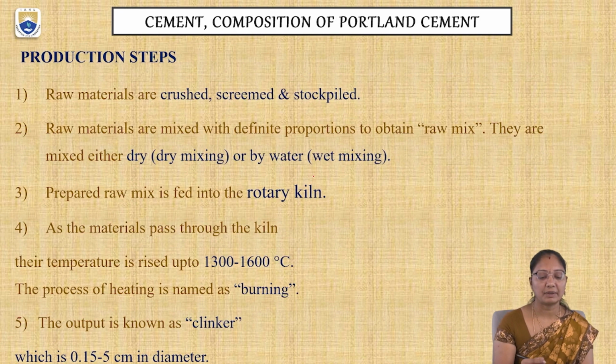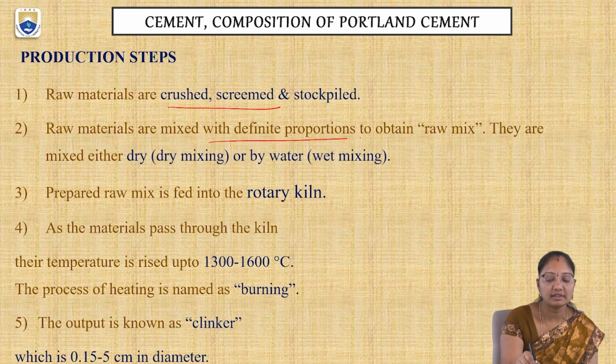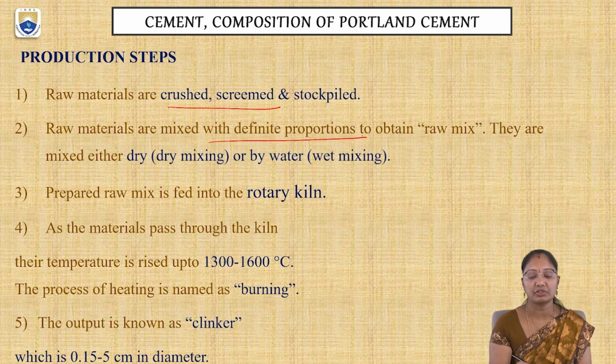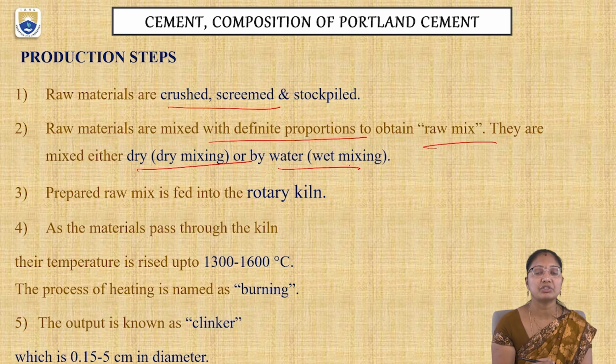The production steps generally involved are that the raw materials are crushed, screened, and stockpiled. The raw materials are obtained in definite proportions to get the raw mix. They are mixed with aluminum and iron ores, and there are two types: dry and wet mixing.